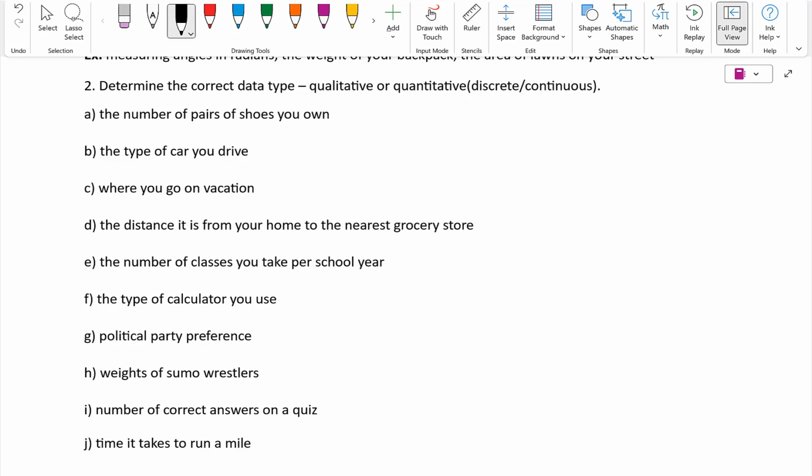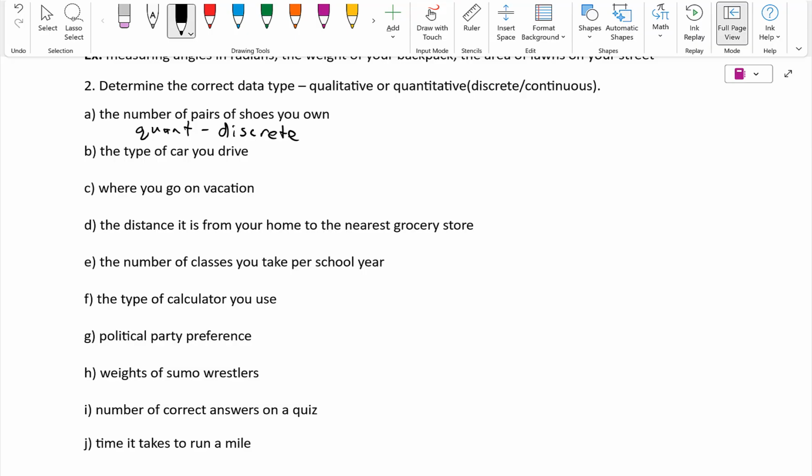We're going to determine the correct data type here, qualitative or quantitative, and if they are quantitative, we'll go to discrete or continuous. You're welcome to pause and try it first, or just play along. The number of pairs of shoes you own. Since we're tracking a quantity, this is going to be quantitative. I'll just put, how about quant? And then since we can count up the number of pairs, this would be discrete.